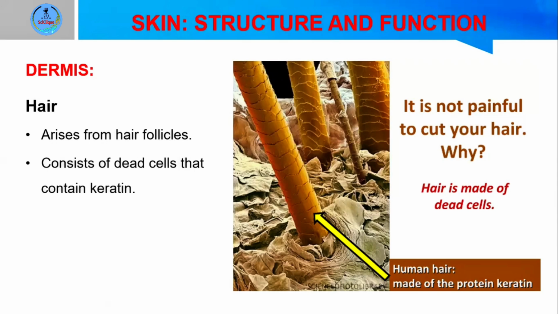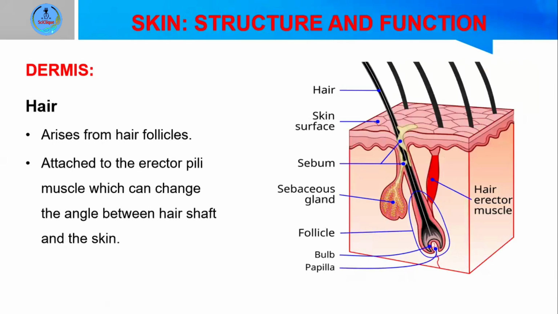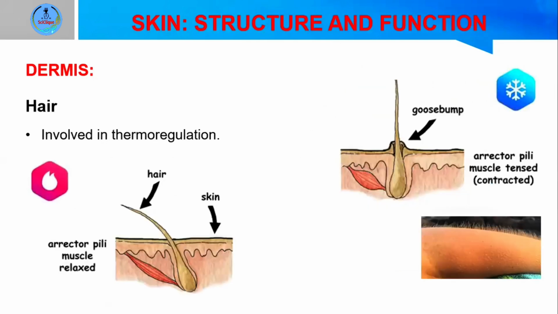Now, the hair follicle is attached to a muscle known as the erector pili muscle. Now, this muscle, on contracting or relaxing, is capable of changing the angle of the hair. Okay, and it can cause the hair either to lie flat on the surface of the skin or become erect. Now, let us discuss that in detail. This, of course, has to do with thermoregulation.